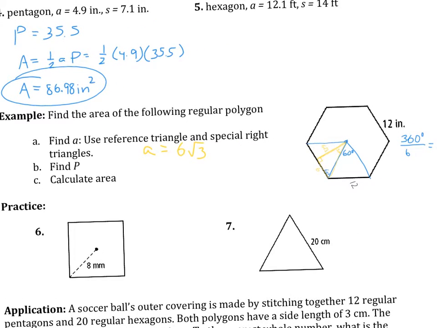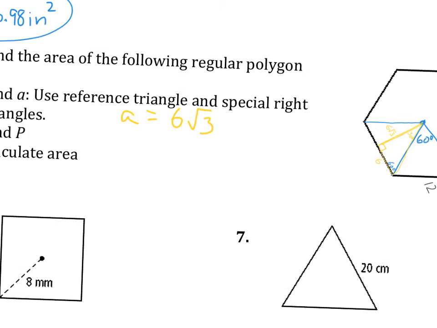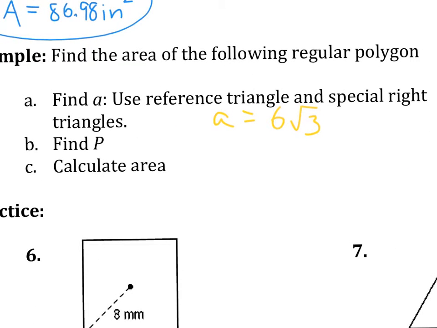So I broke it up. I recognized I have a 30, 60, 90 triangle, and I was able to find the apothem with that. Now, of course, perimeter's not too crazy. It's just going to be 6 times my 12, so that's a 72.